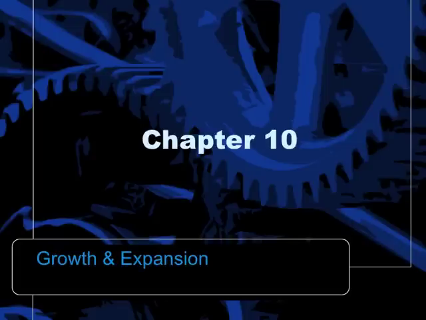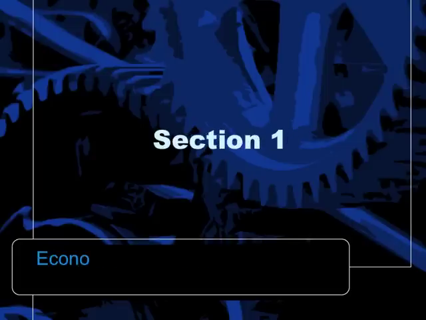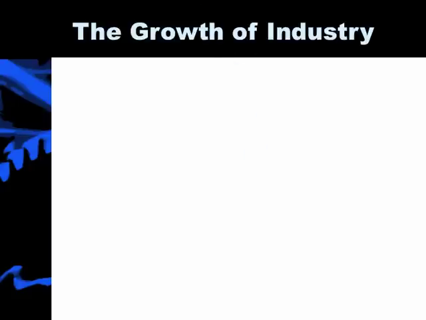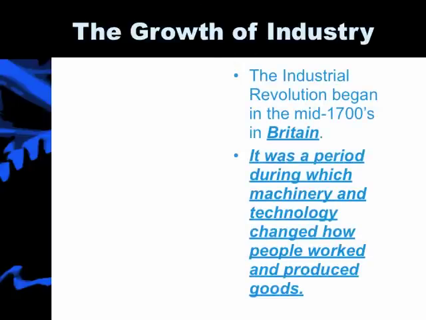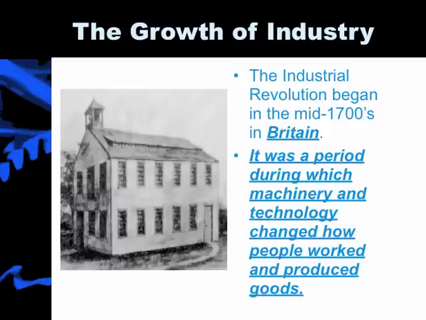Chapter 10, Growth and Expansion. Section 1, Economic Growth. The growth of industry. The Industrial Revolution began in the mid-1700s in Britain. It was a period during which machinery and technology changed how people worked and produced goods.